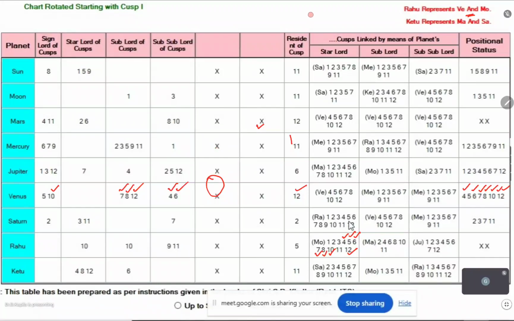So this is how we calculate the significations of Rahu. For Ketu, we do the same thing. What you need to do is: Rahu with PS, Rahu stellar status, Rahu as Venus, Venus with PS, Venus stellar status, Rahu as Moon, Moon PS, and Moon stellar status. And then we add up all these and we get the significations of Rahu.